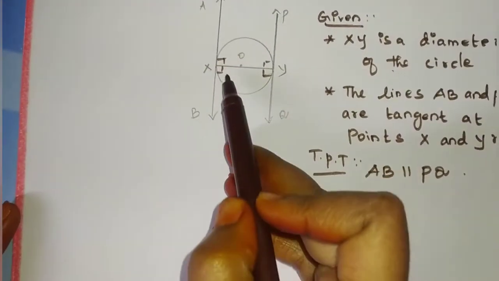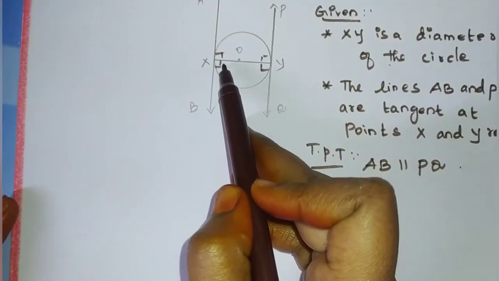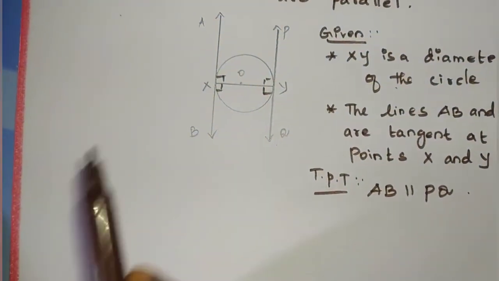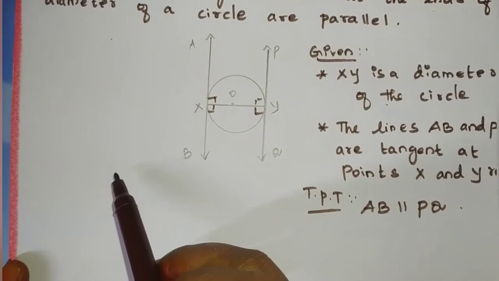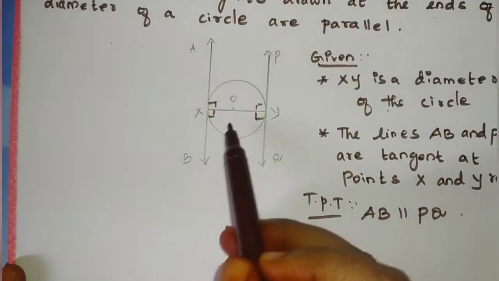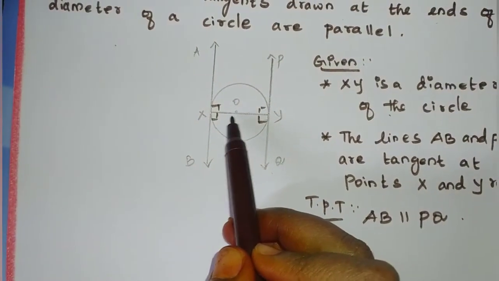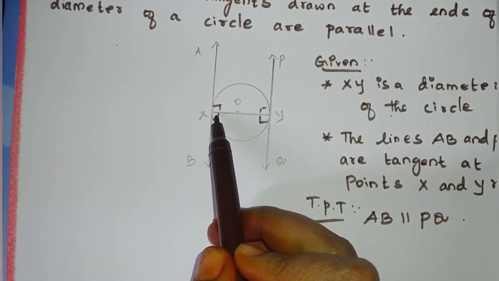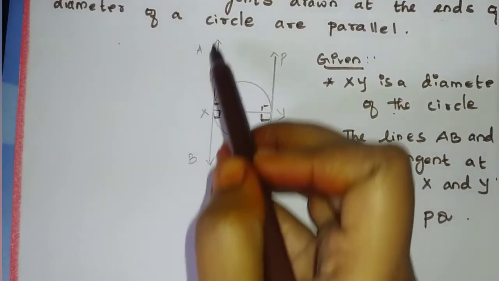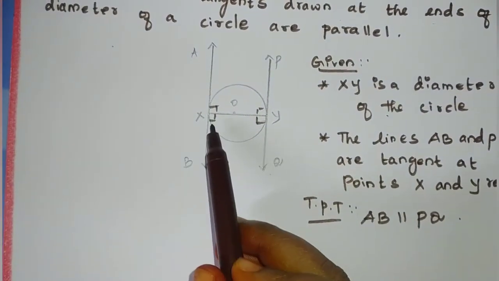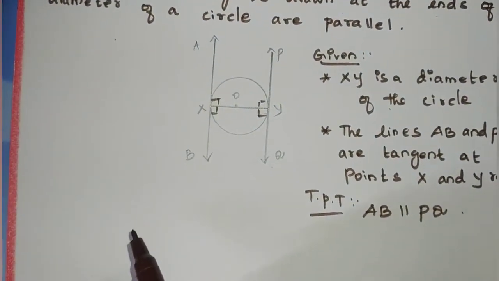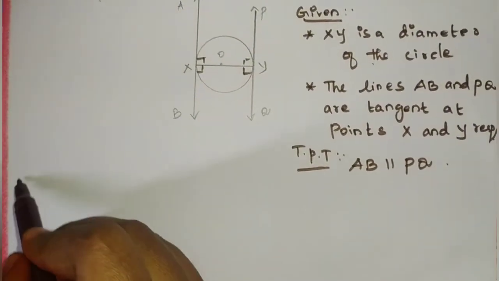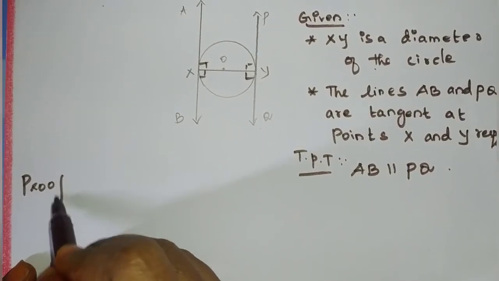Clear, children? How can we tell that these two angles are equal? One theorem we have in circle. What theorem? If we join the center and the point of contact, then OX will be perpendicular to AB. It will make 90 degrees. Clear, children? That theorem only I am going to use here. So first, proof.